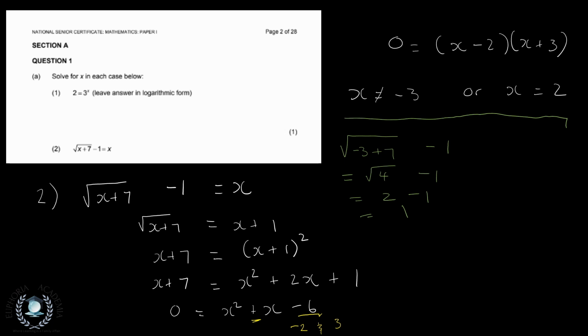Now, for argument's sake, let's check for 2. The left hand side should be equal to 2, so that's the square root of 2 plus 7, minus 1. That gives us the square root of 9, which is 3. That's 3 minus 1, which is 2. So that one is valid.